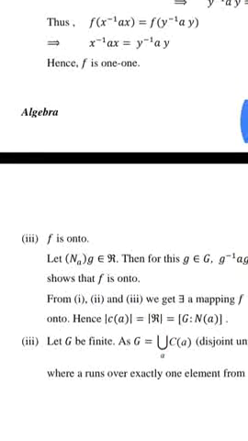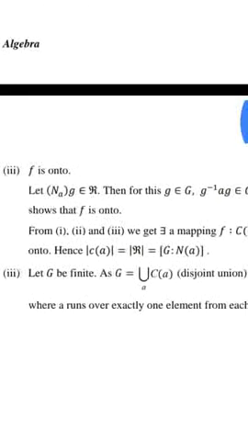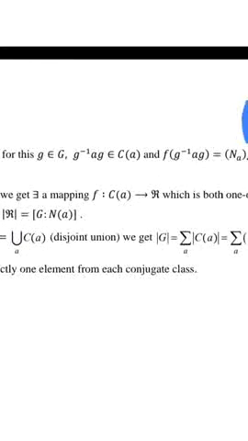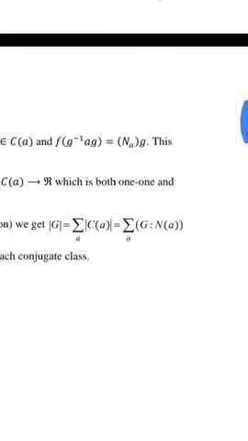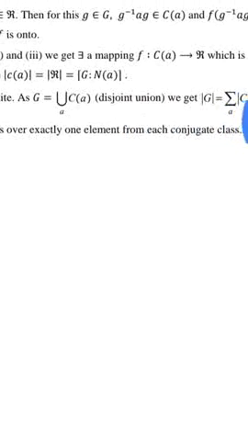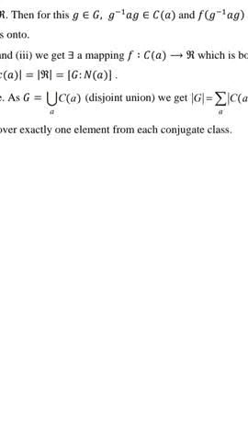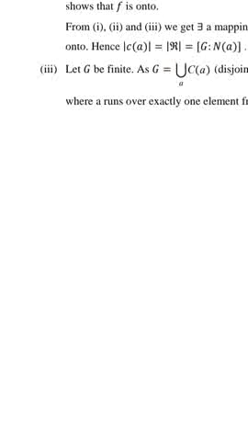Therefore, f is one-one. Now, to prove that f is onto, let N(a)g belong to R. Then, for this g belongs to G, g inverse a g belongs to C(a). Therefore, f of g inverse a g is equal to N(a)g. This shows that f is onto. Therefore, f is well defined, one-one and onto. There exists a mapping f from C(a) to R which is both one-one and onto. Hence, the cardinality of C(a) is equal to the cardinality of R, which is equal to the index of G over N(a).